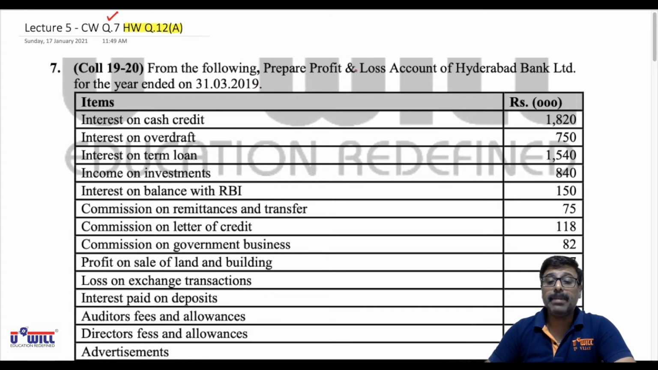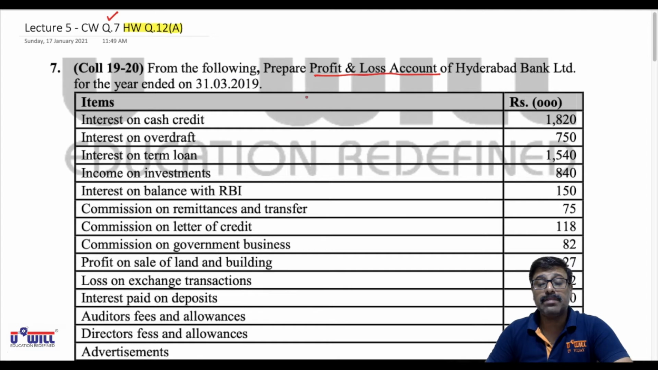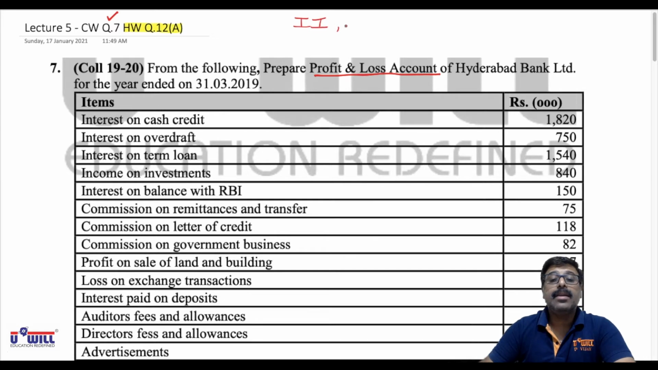From the following, prepare profit and loss account of Hyderabad Bank Limited for the year ended 31st March 19. Now, only profit and loss statement is asked, so that will include schedule 13 onwards. We have to make schedule 13, 14, 15, 16, only 4 schedules as we studied just now. How will we be doing the markings? There are only 2 incomes. Interest income will mark as II and other incomes will mark as OI.